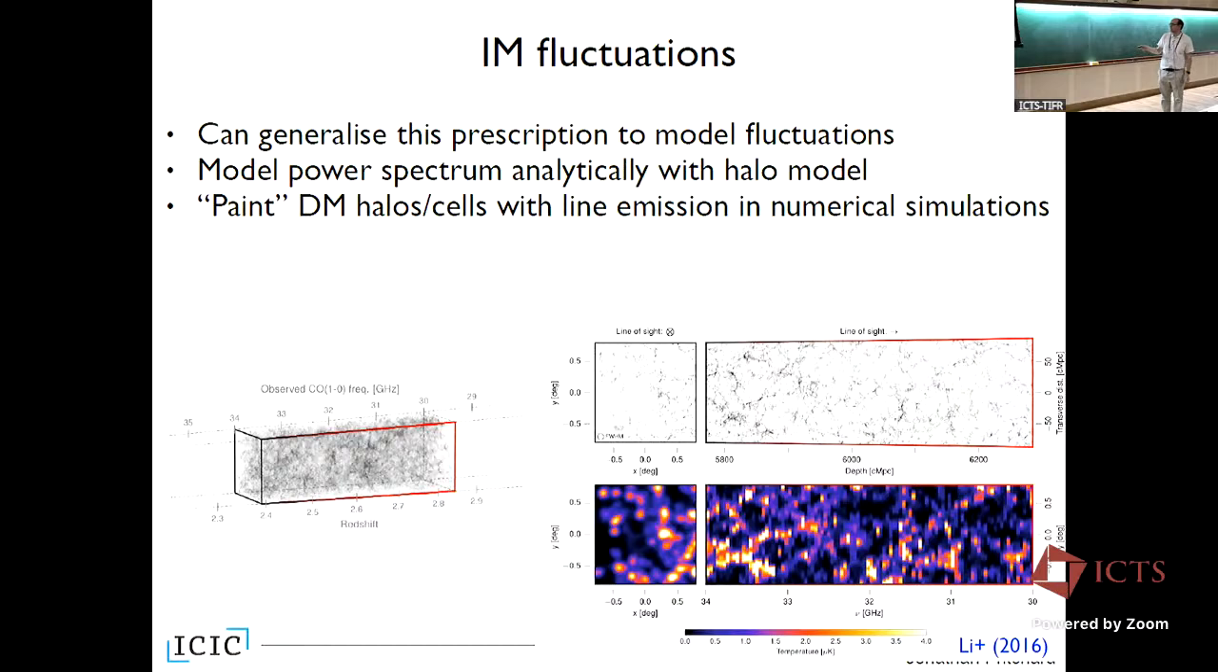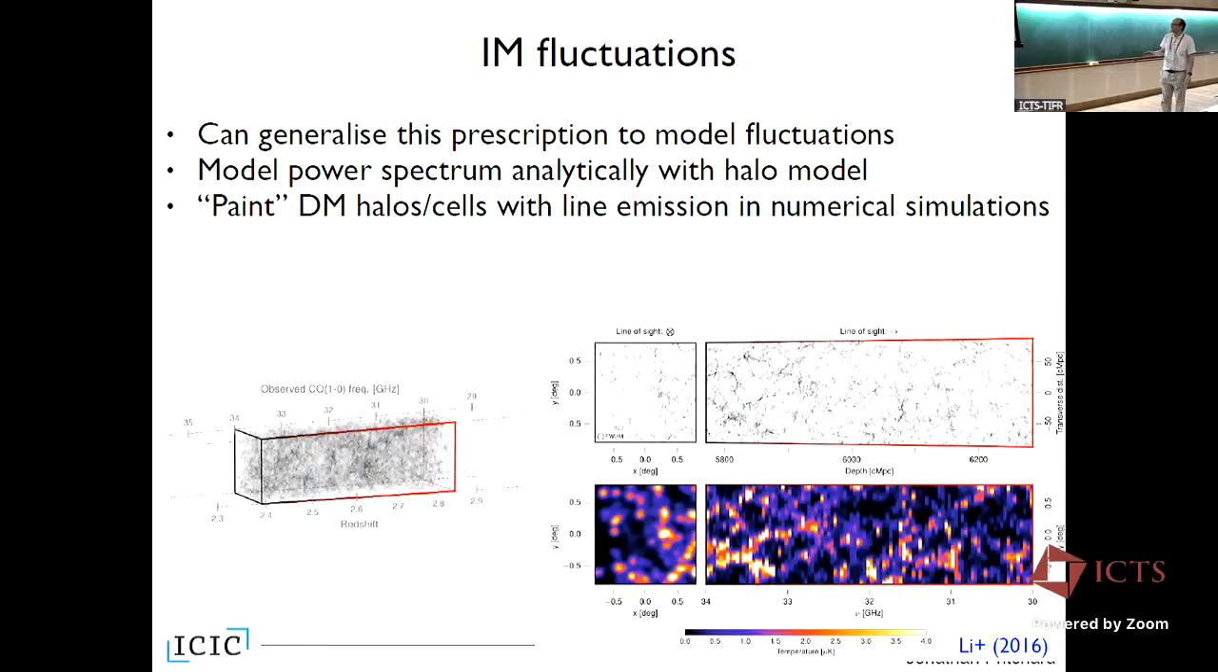And so this is an example of that. So this is an n-body simulation at sort of redshift 2 to 3. And then here we've painted, or they, sorry, have painted carbon monoxide emission onto all of the cells, and you get a nice intensity map.